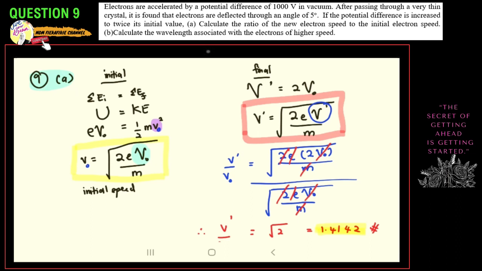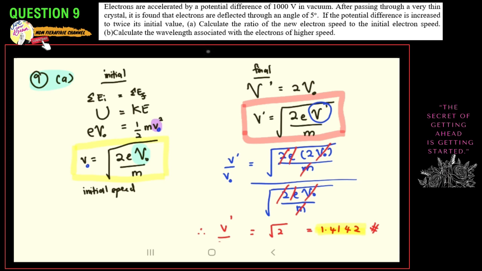Electrons are accelerated by a potential difference of 1000 volt. Maknanya kita ada electron and then kita ada potential difference 1000 volt. So this potential difference will accelerate the electrons. Bila electron tu lalu dekat potential difference 1000 volt tu, dia akan accelerated. So kita boleh kira dia punya speed of the electrons. After passing through a very thin crystal, it is found that electrons are deflected through an angle of 5 degree.